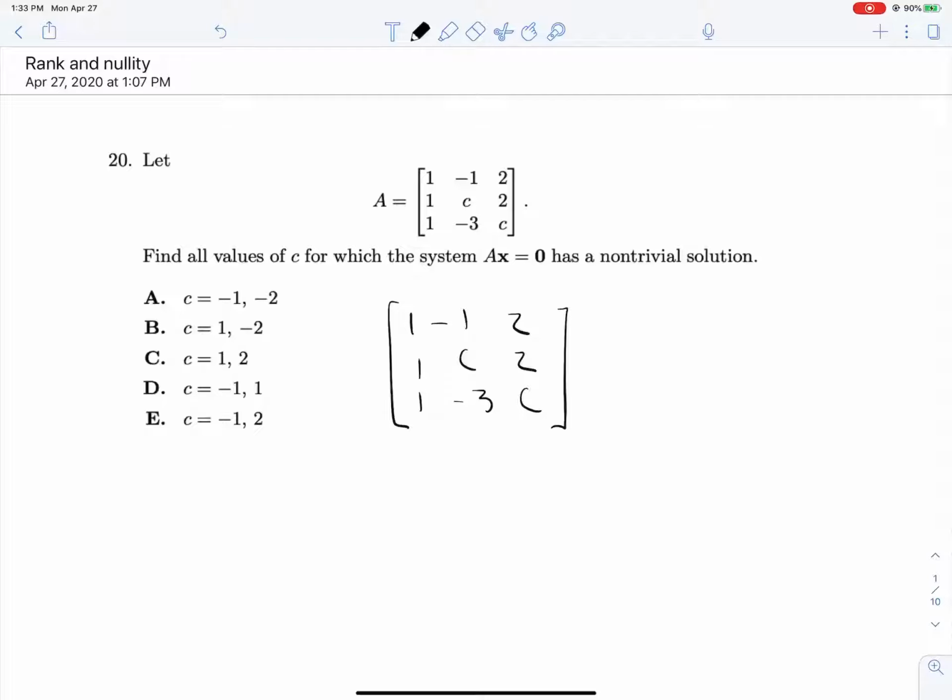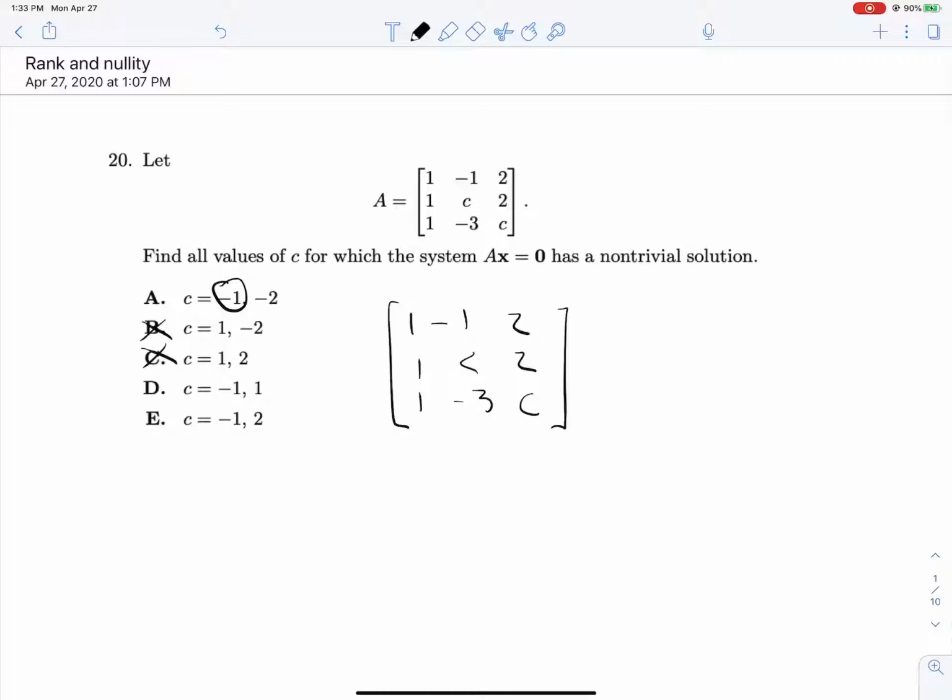And in order for us to have fewer than 3 pivot positions, we'd like to be able to add a row to another row, or subtract a row from another row, and get an entire row of zeros. And right here, what if this C is a -1? If we have -1, -1, we can add row 1 to row 2 and get a row of zeros. So -1 is clearly one of our answer choices. That said, we can't really see anything else from here. So let's see what we can do.